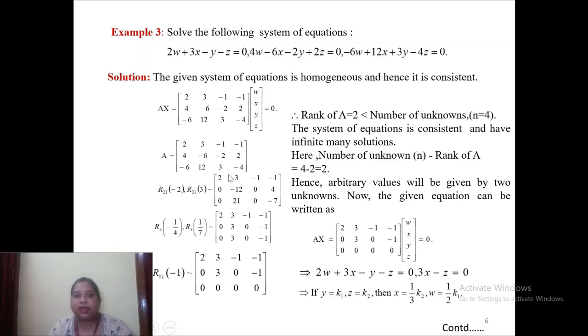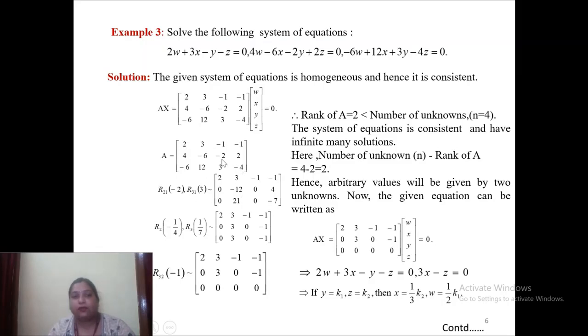Okay, now we'll try to reduce it into echelon form, and we'll try to find the rank of this matrix, because if the rank of this matrix is less than the number of unknowns, then we can easily see that the system of equations will have a non-trivial solution or an infinite number of solutions. And when the rank of the system is equal to the number of unknowns, then the system will have a trivial solution. So now we are trying to reduce it to echelon form.